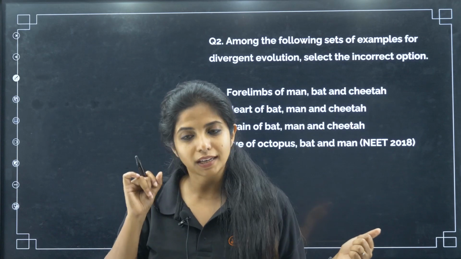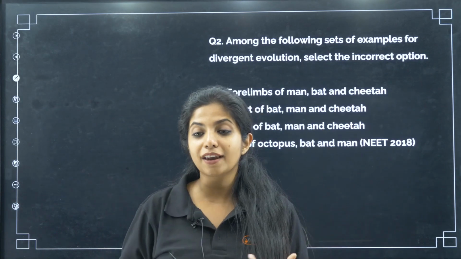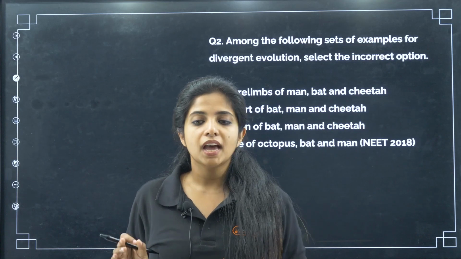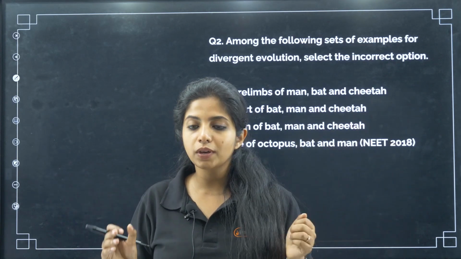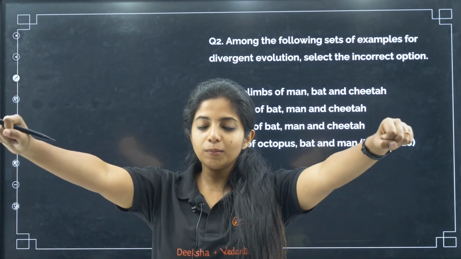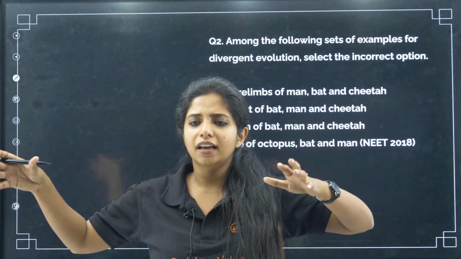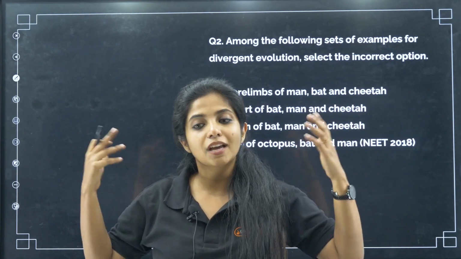Okay, I'll give you an example. For example, the forelimb of man and the forelimb of cheetah. We all are mammals, my dear children. The common ancestor is a mammal, and now we have evolved. You have the human being and the cheetah. Forelimbs are there, hind limbs are there, and the same set of bones are there, that is humerus, ulna and radius, and all these things are there in us and also in the cheetah.